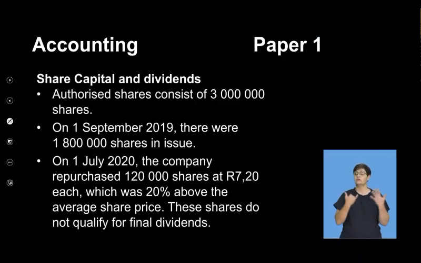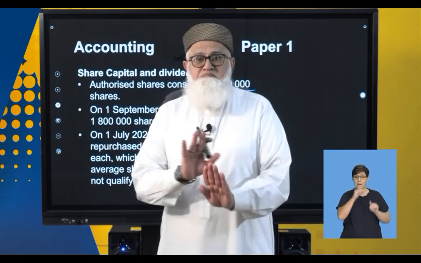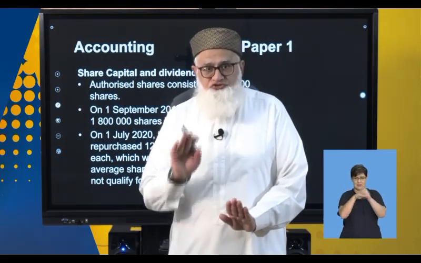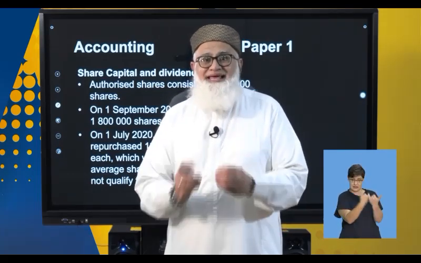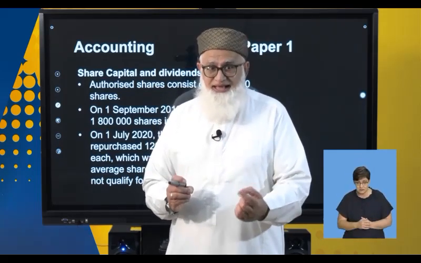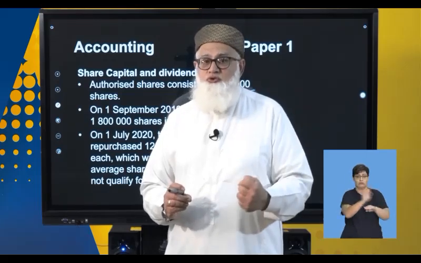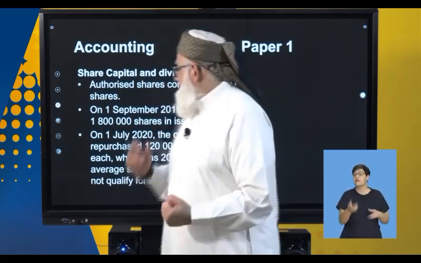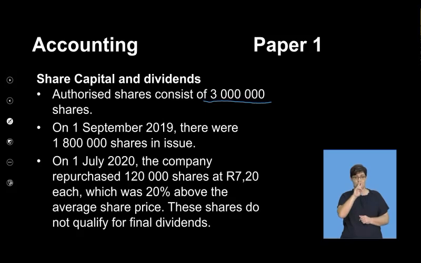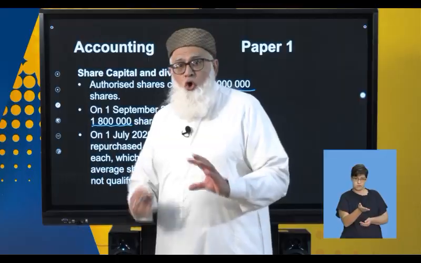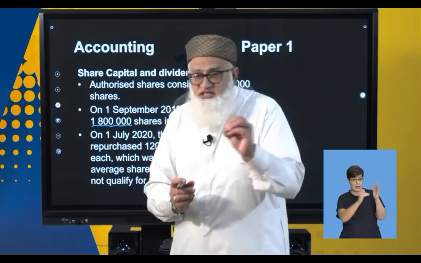Let's see, what are we told? We are told that authorized shares consist of 3 million shares. Now remember, authorized is the maximum number of shares that this company can issue. Got it? The maximum that they're allowed to issue. What has been issued? Let's check. On the 1st of September 2019, there were 1,800,000 shares in issue. In other words, of the 3 million shares, we've issued how many?